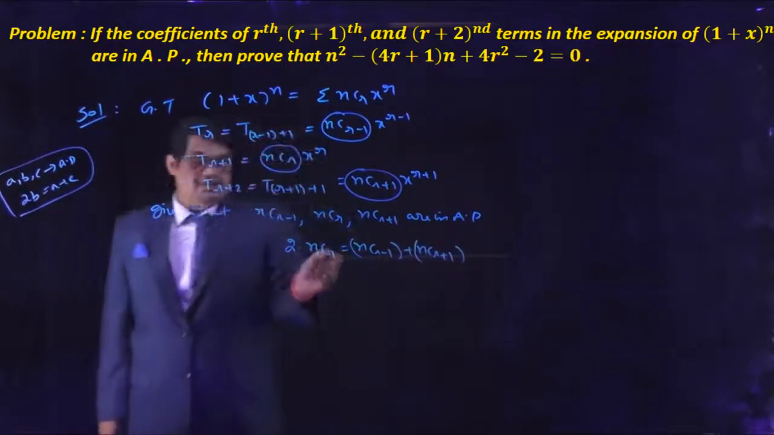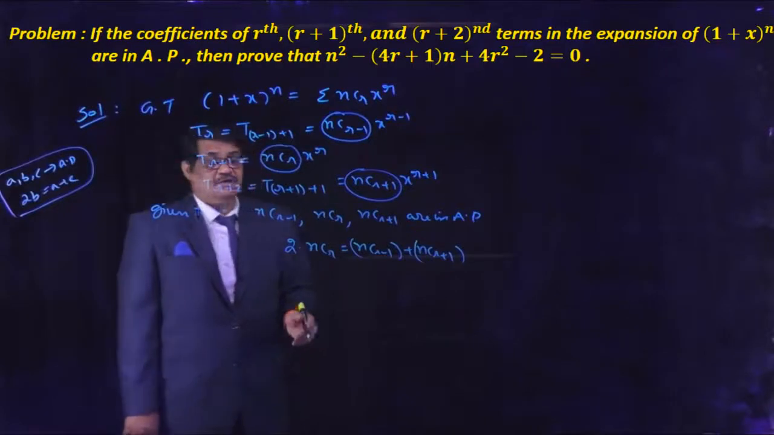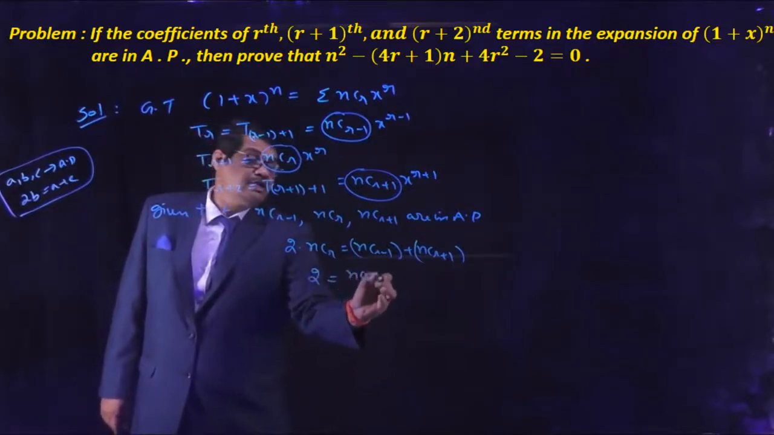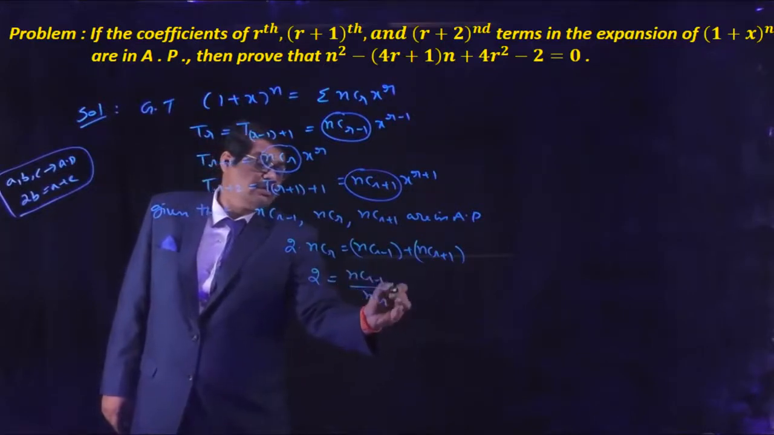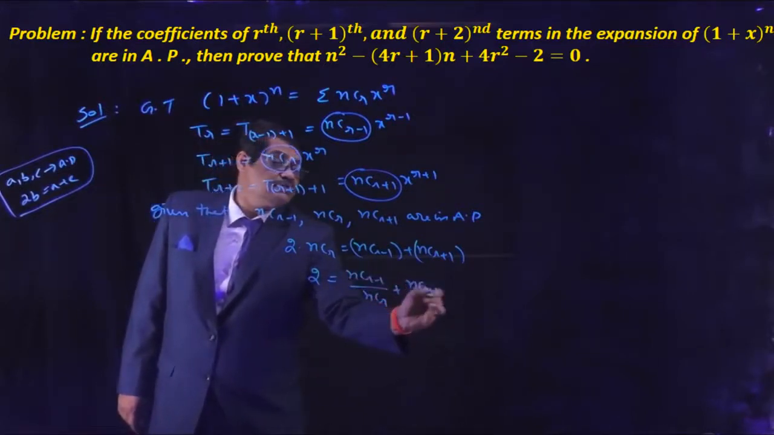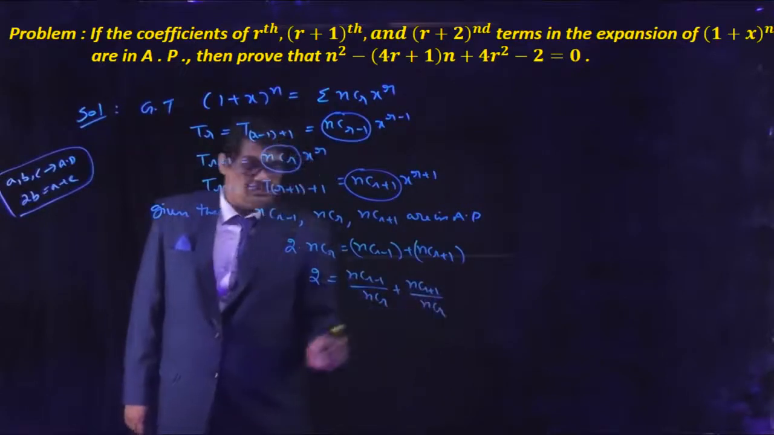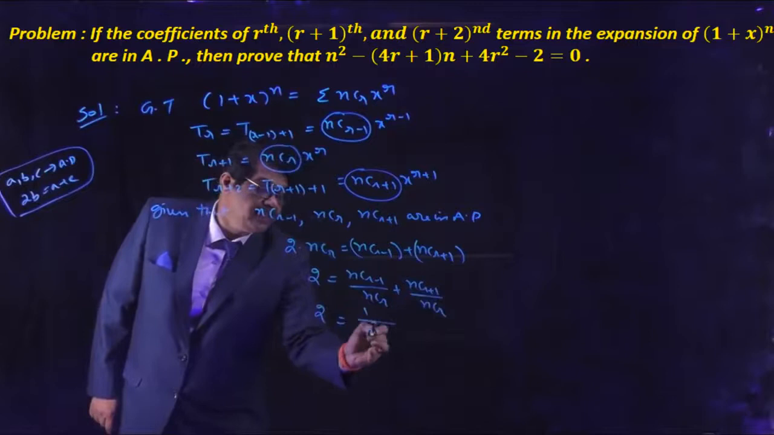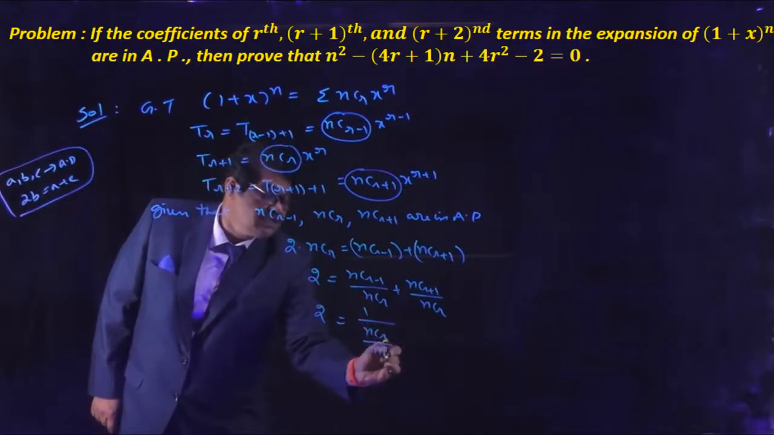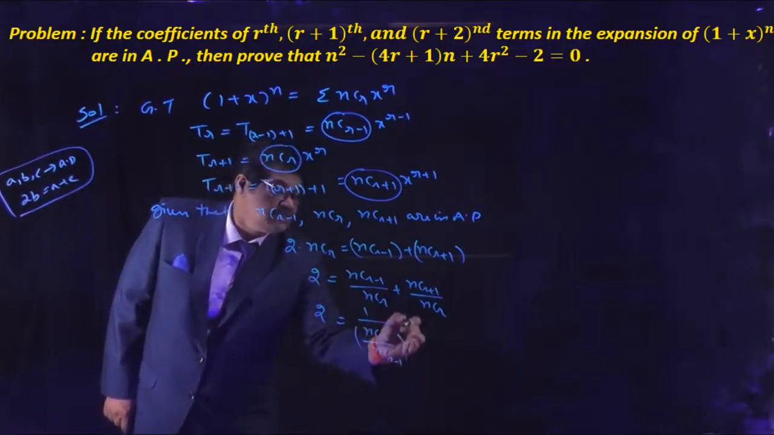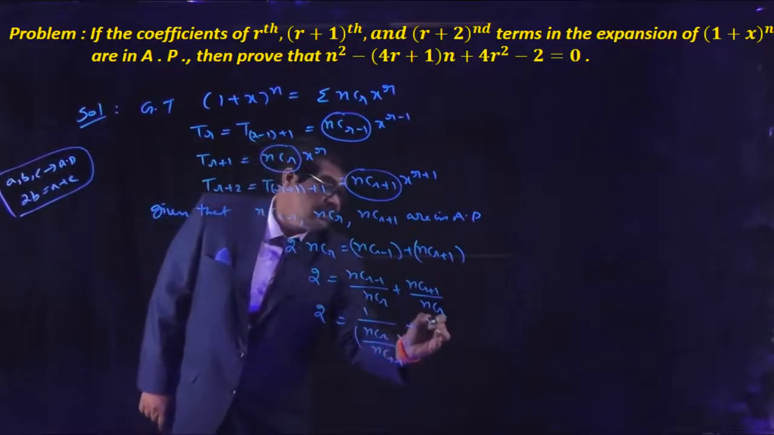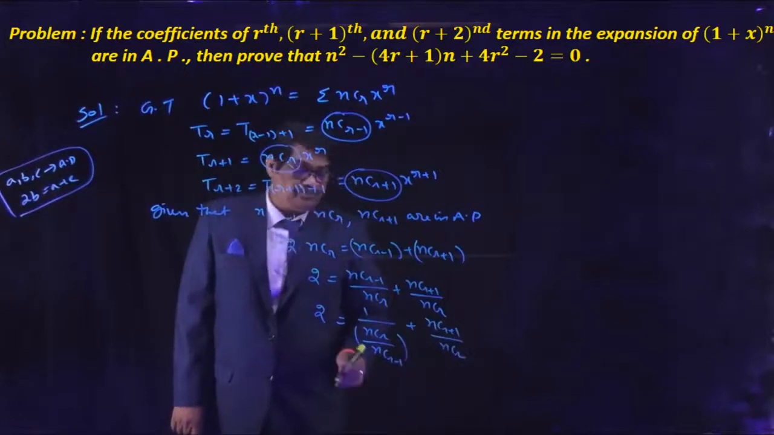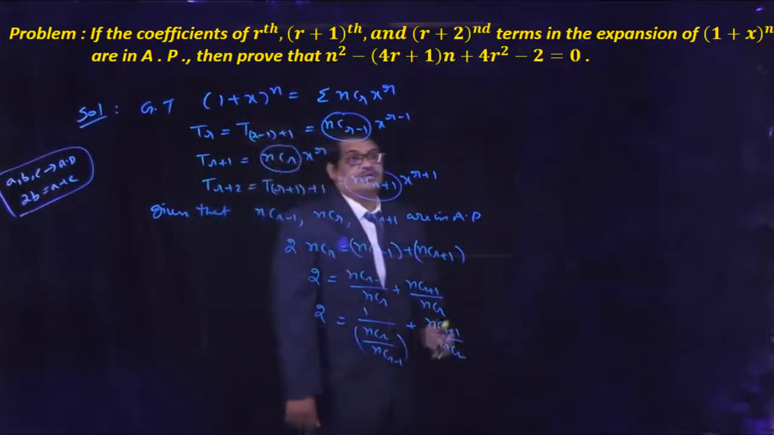Now we move nCr to the RHS. Then we get 2 is equal to nC r minus 1 by nCr plus nC r plus 1 by nCr. That can be written as 2 is equal to 1 by (nCr by nC r minus 1) plus nC r plus 1 by nCr. This is a well known formula. Now we are simplifying this one.